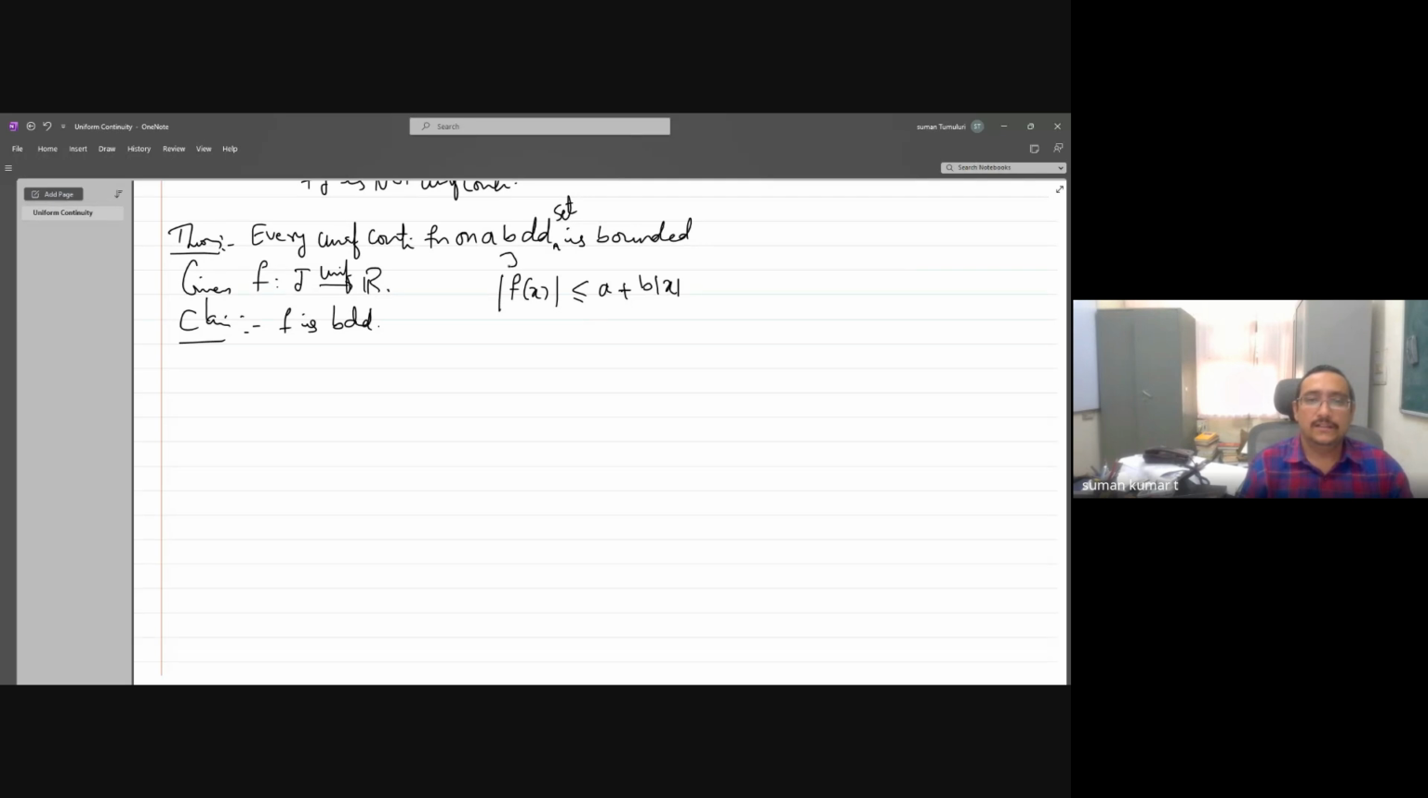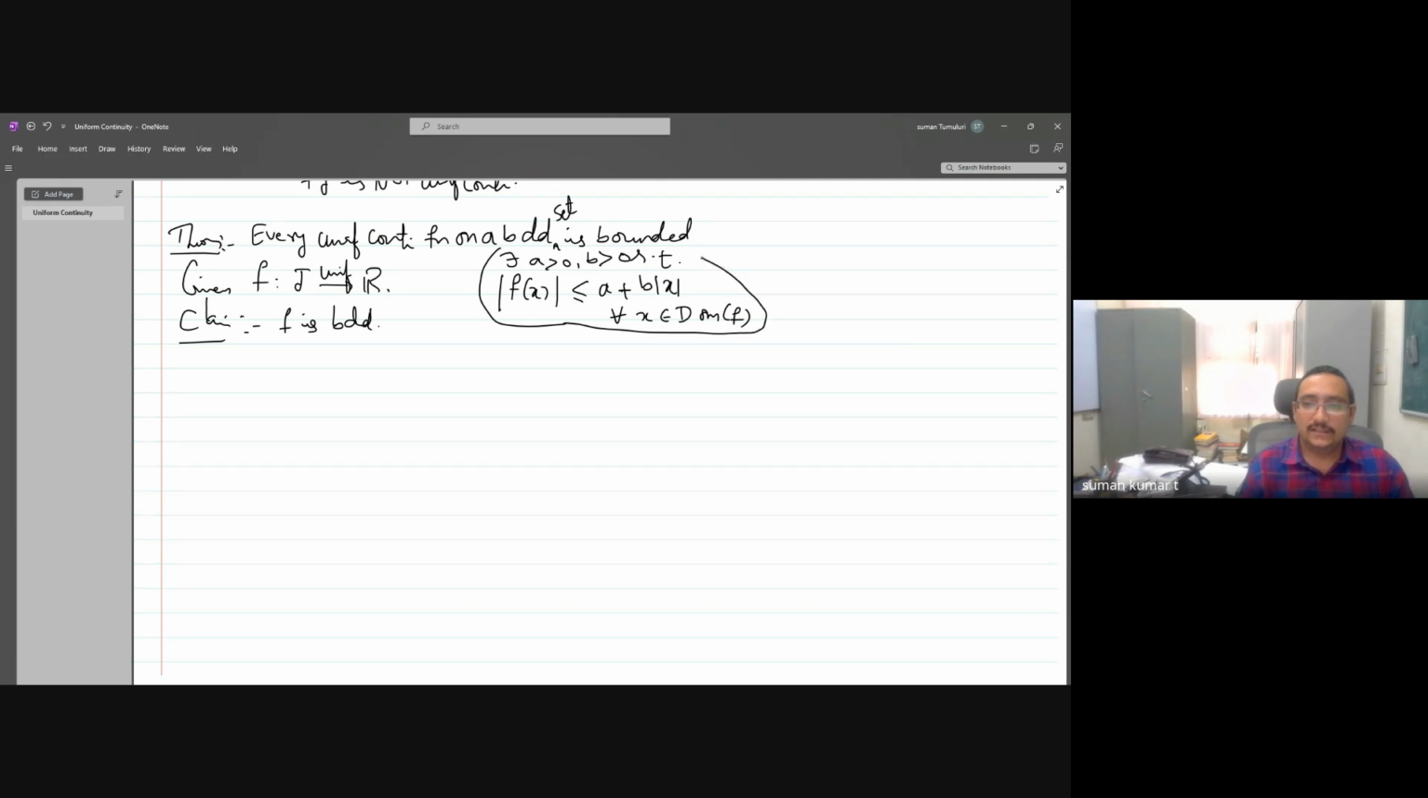Okay. If f is a uniformly continuous function, no matter whether it is on a bounded set or an unbounded set, you don't care, there exist two constants a and b such that f of x satisfies this for every x in the domain of the function.